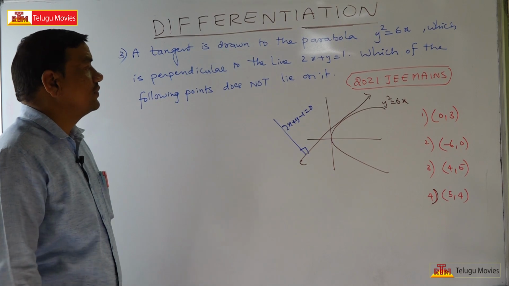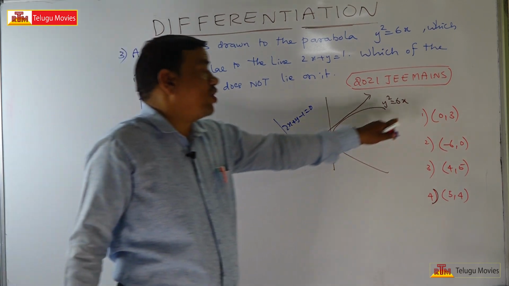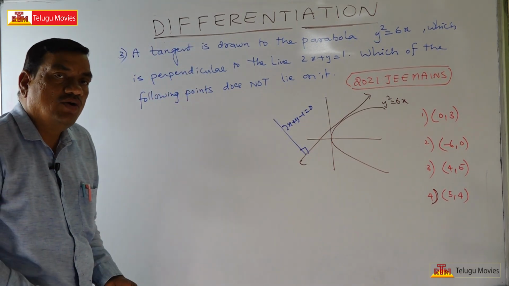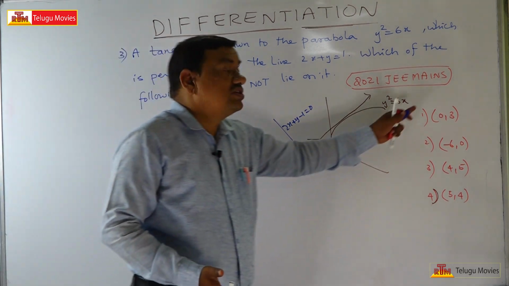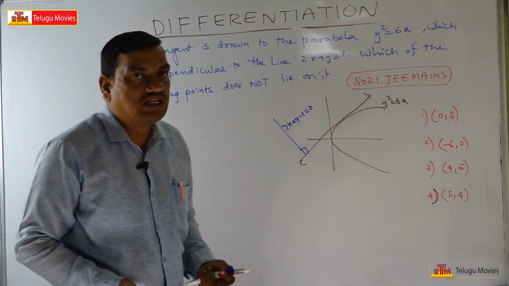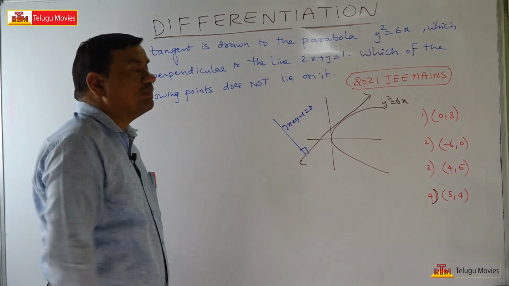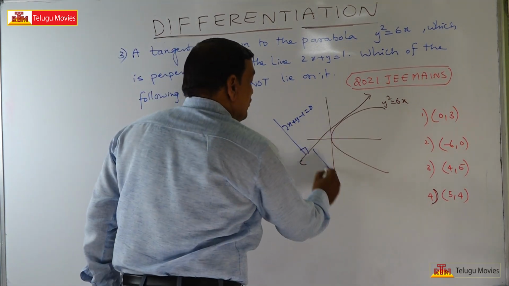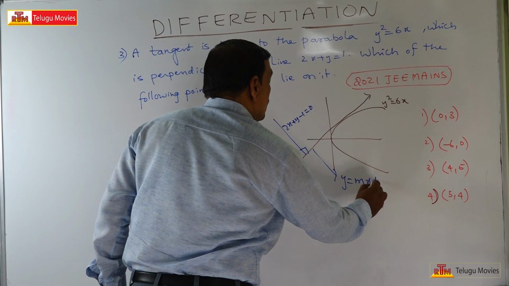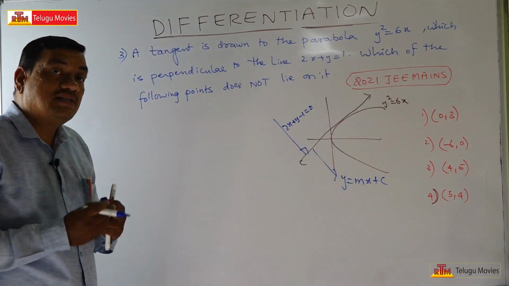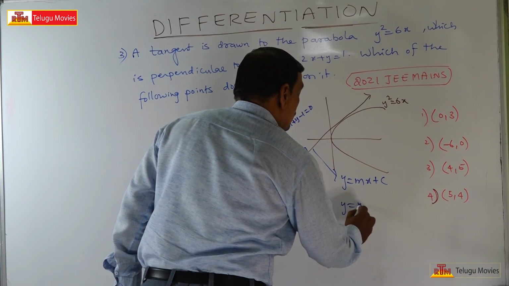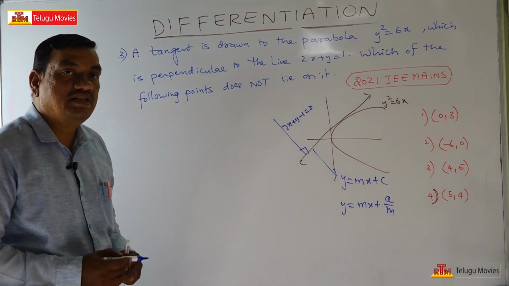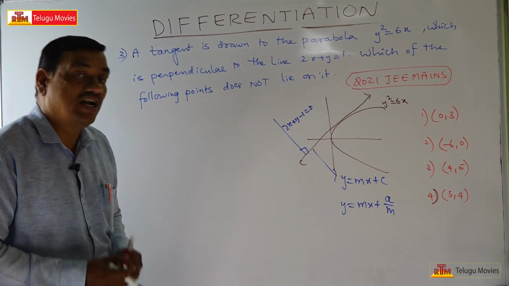He is asking which of the following points, that means 4 points are given, does not lie on this tangent. First we will find the equation of the tangent. Afterwards, we will substitute the points one by one, and whichever does not satisfy is our answer. To do this problem, we have one small concept in parabola. The equation of the tangent is generally y is equal to mx plus c, where c is a by m. So c is equal to a by m. This is called the tangential condition.